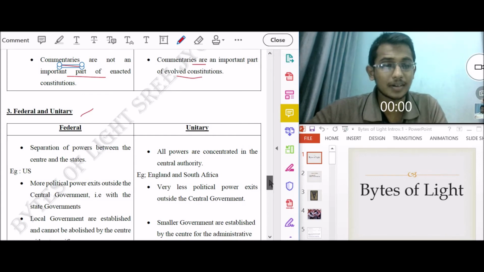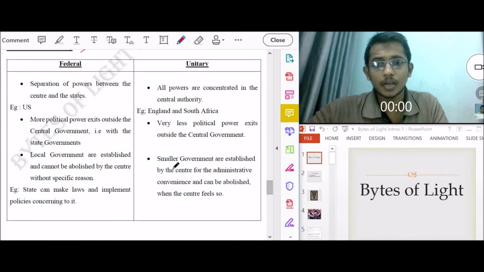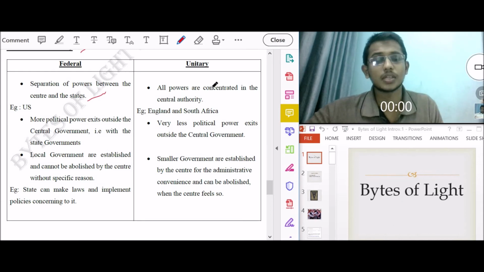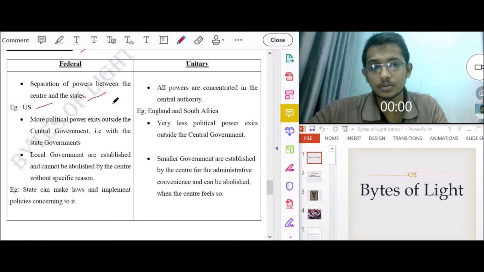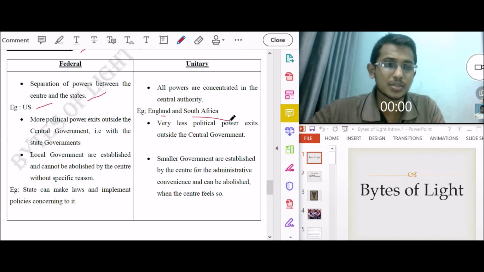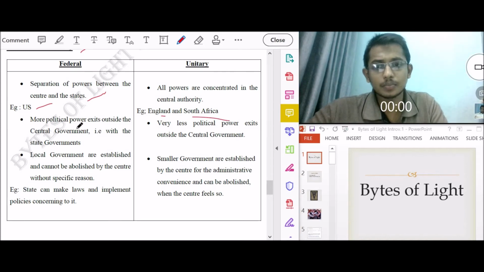So let's see what federal and unitary constitutions are. In case of a federal constitution, there is always a separation of power between the center and the states. But when it comes to the unitary constitution, all powers are concentrated in the center. There is no separation of power between the center and the states. The classic example of federal is the US, and examples of unitary constitutions are England and South Africa, where there is no separation of power. Another thing about a federal constitution is that more political power exists outside the central government.